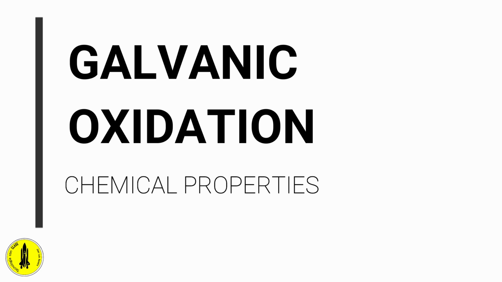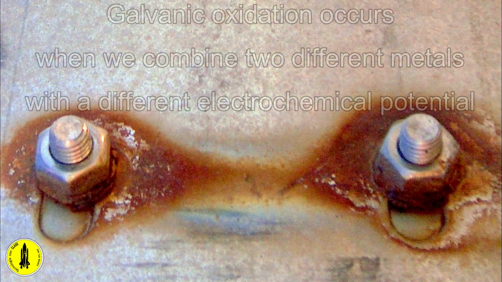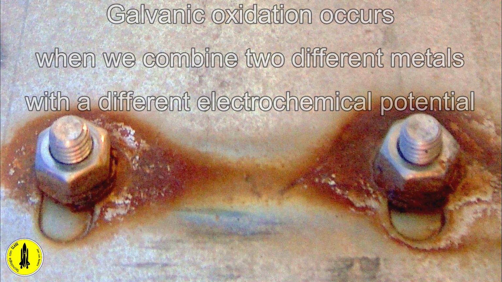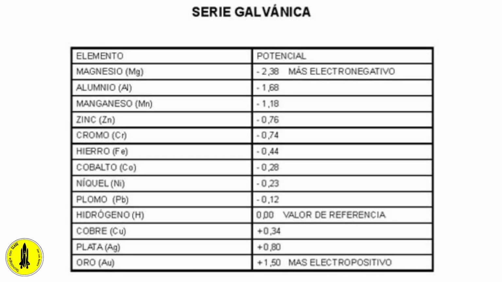Galvanic oxidation. Let's talk now about a special type of oxidation, galvanic oxidation. This type of oxidation is very important in technology since it occurs when we combine two different metals with a different electrochemical potential. In this table, we can see the oxide reduction potential of the main metals.